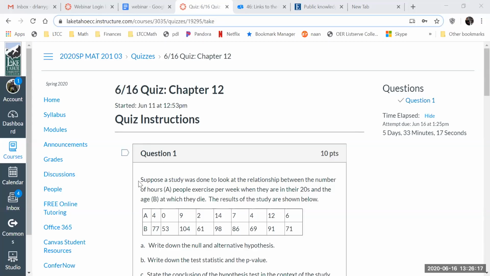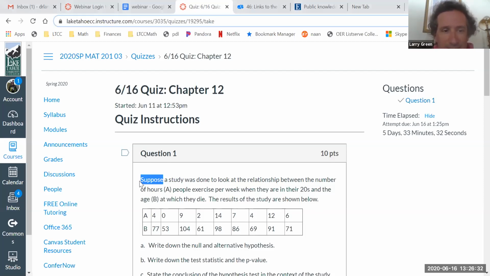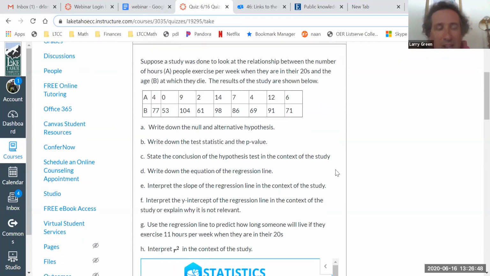Suppose a study was done to look at the relationship between the number of hours, A, people exercise per week when they're in their 20s, and the age, B, at which they die. The results of the study are shown below. And I want to remind you, suppose means I just made up the numbers, but a study like this could be done. Obviously, it would take a lot of years to finish it, but it could be done. And here's a bunch of data. First thing is to write down the null and alternative hypotheses.